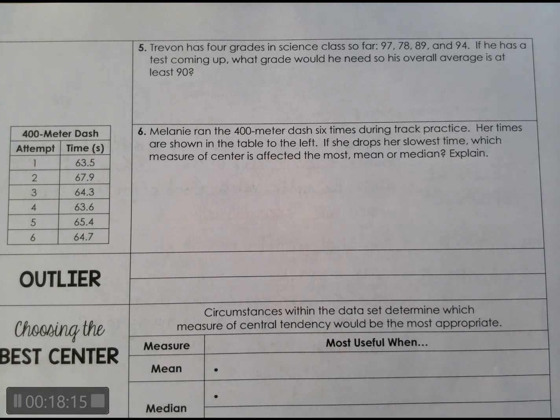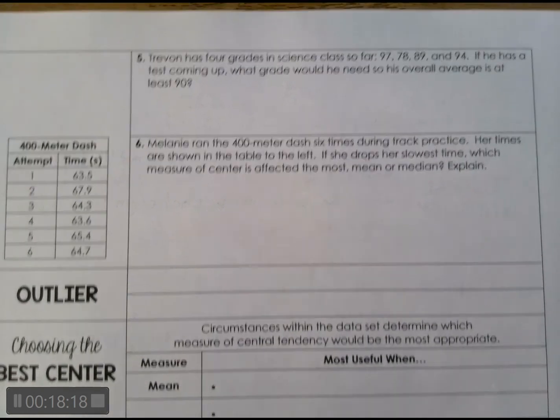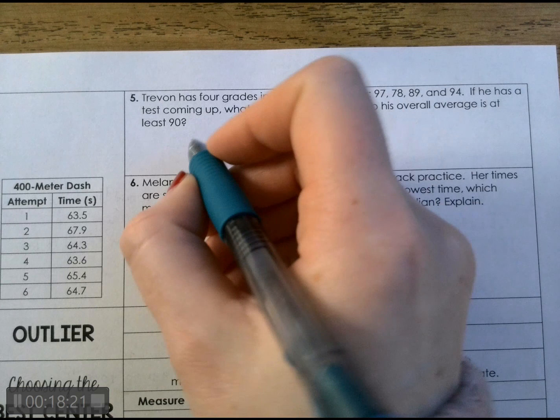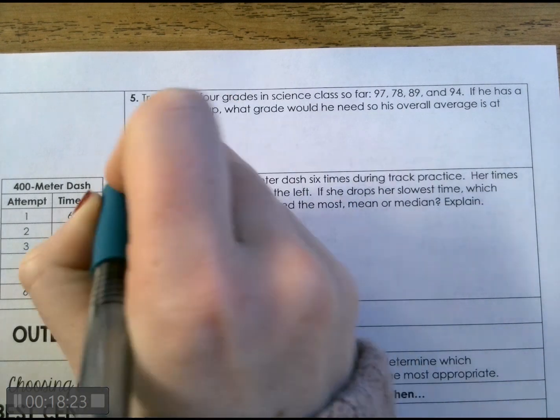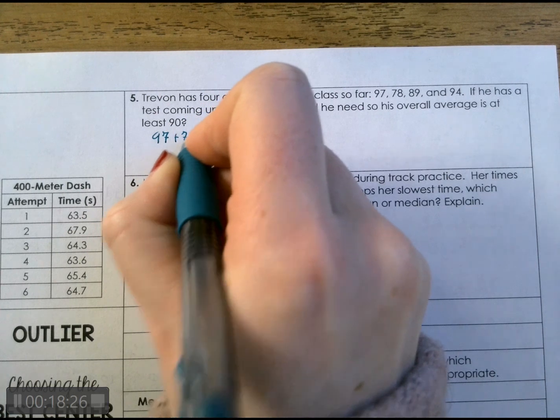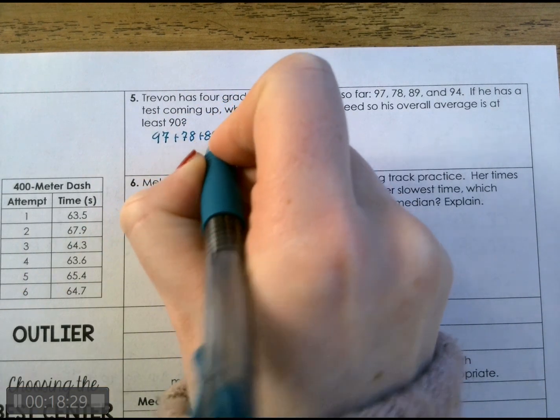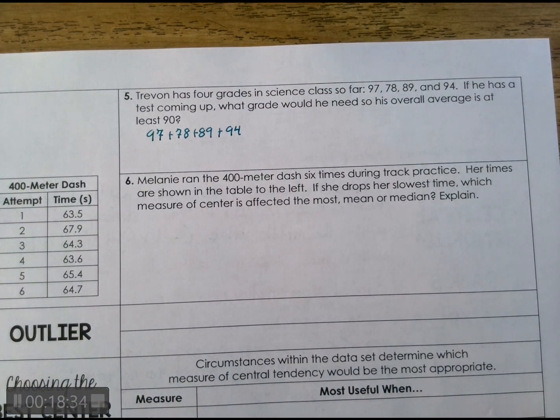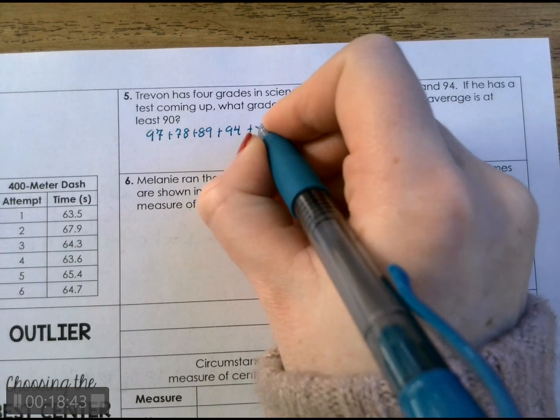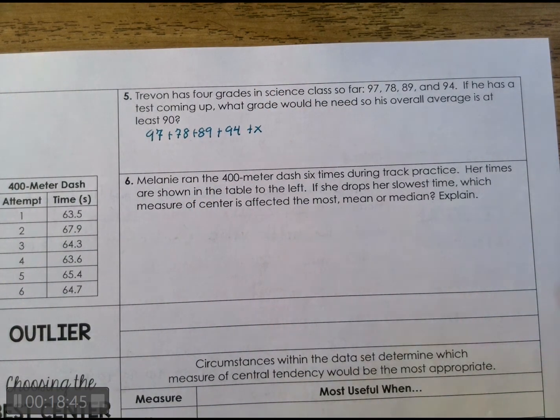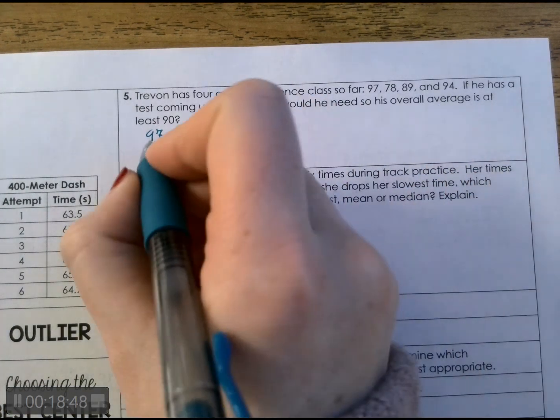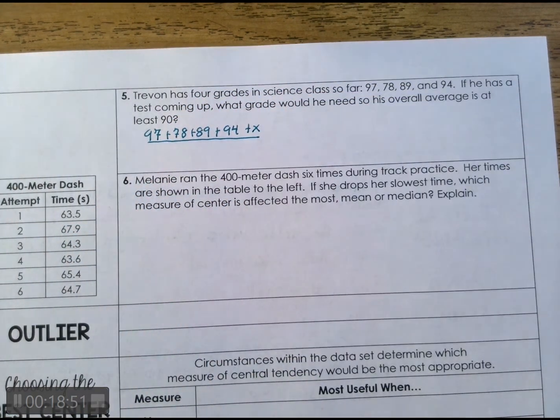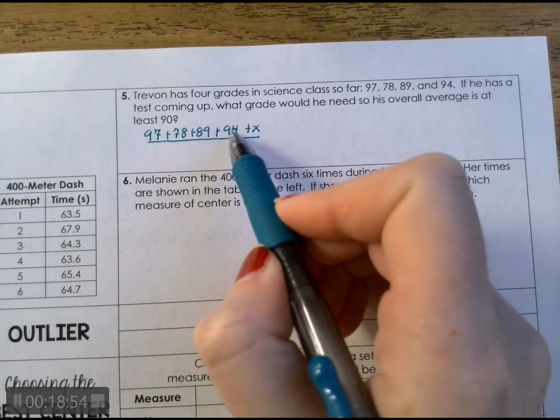Alright, so what we want to do is we want to add all of these up first. Okay, and let me show you. So we're going to have 97 plus 78 plus 89 plus 94. And if he has a test coming up, but we don't know what that grade is going to be, what do we do whenever we have an unknown? That's right, we're going to add x, right? And since he wants the overall average, we're going to need to divide by our number of tests, which are 1, 2, 3, 4, 5 of them.